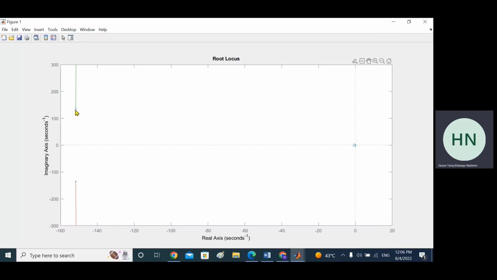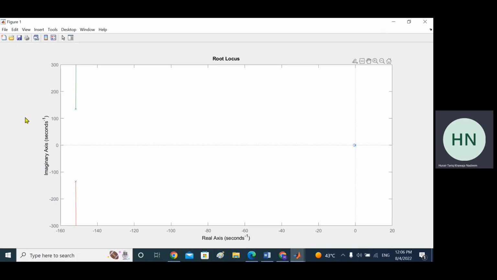Now look at this. This is the same. This portion is the same, minus 152, minus 134, as in part 4a. So this portion is the same. What is the difference? This is the difference. You have added a pole and a zero, and look how close the pole and zero are.